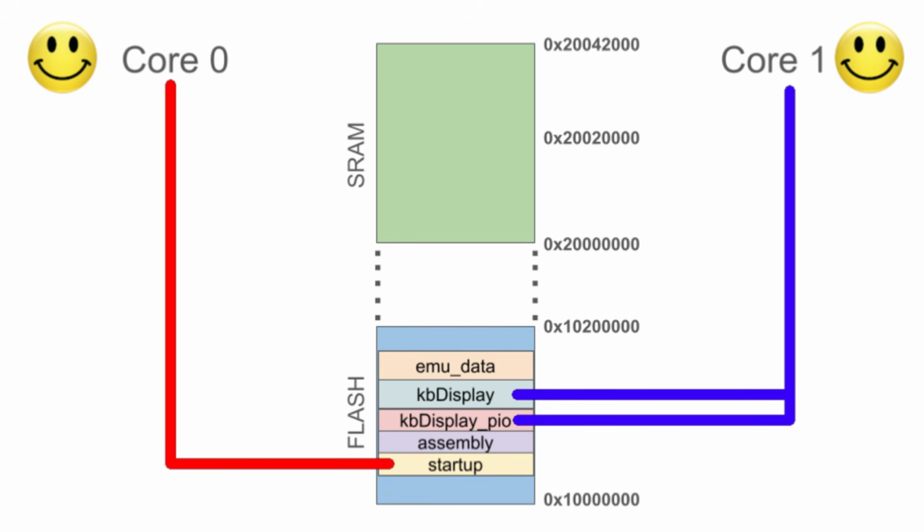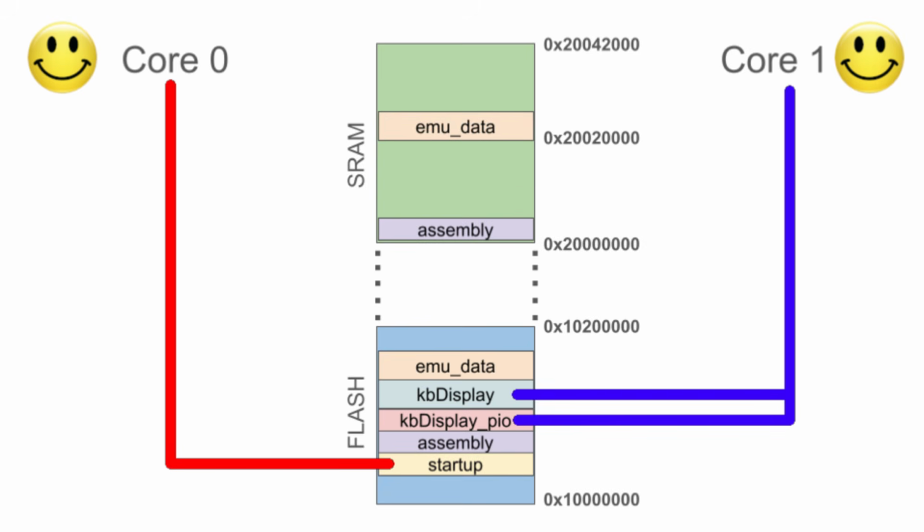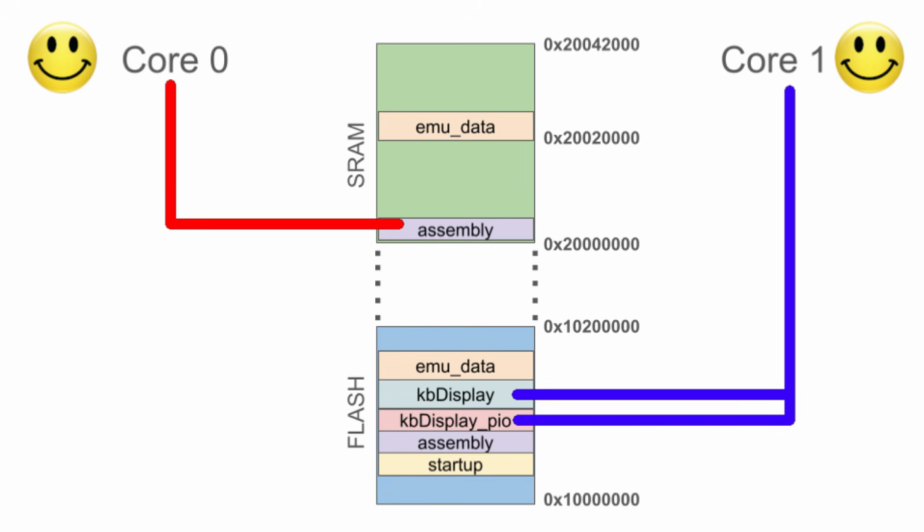Core 0, still executing the startup program, will copy the assembly program from flash memory to near the bottom of static RAM. Continuing with the startup program, core 0 will copy the 64K data blob from flash to static RAM starting at address 20020000 hex. Finally, the startup program will transfer execution of core 0 from the startup program to the assembly program in static RAM, never to return.